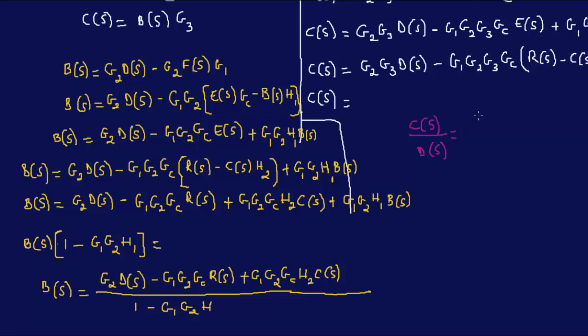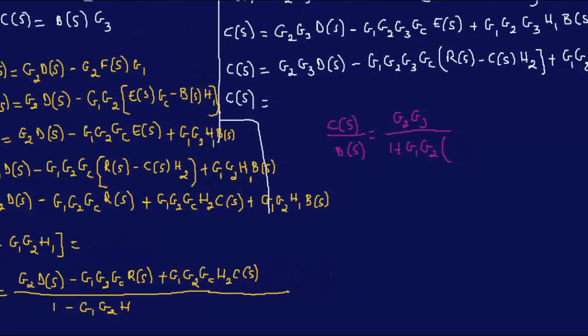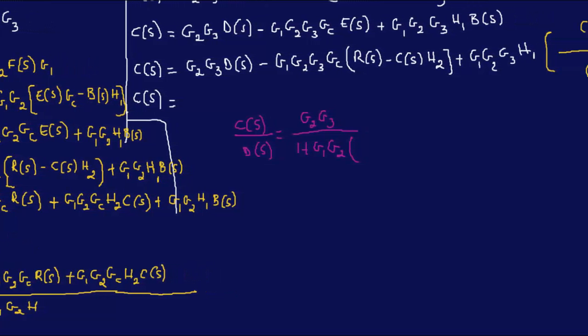G2 G3 over 1 plus G1 G2 times H1, oh, I'm sorry, it's H1 actually. H1 plus G C G3 H2. That's it. Because there are a lot of like terms over here.